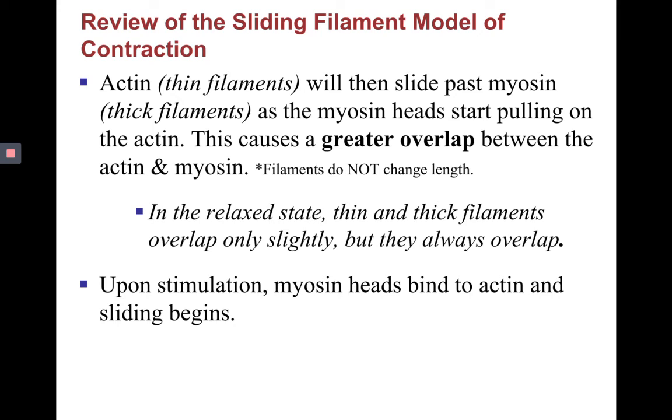In a relaxed state, the thin and thick filaments overlap only slightly. Therefore, we have dark A bands and light I bands, but they always overlap. So they're never going to completely not overlap, but we will see more overlap during the sliding filament model of contraction when the cross bridge is initiated. The stimulation required for cross bridge formation is the release of calcium from the sarcoplasmic reticulum. The calcium binds to troponin, which rotates, and that moves tropomyosin out of the way, allowing for myosin heads to bind to actin and initiating that cross bridge.